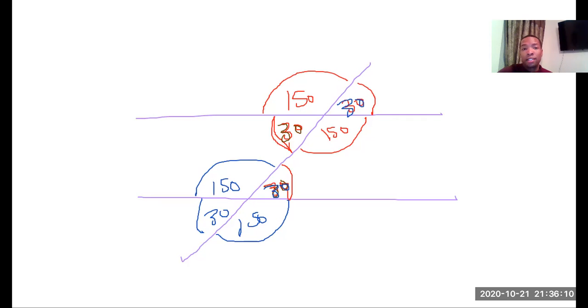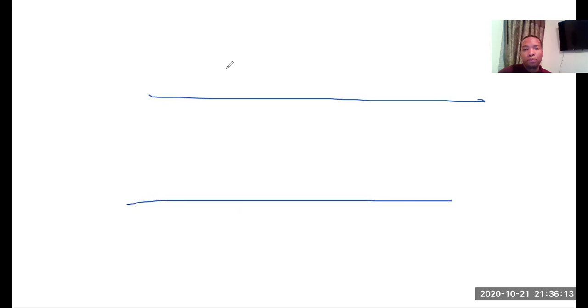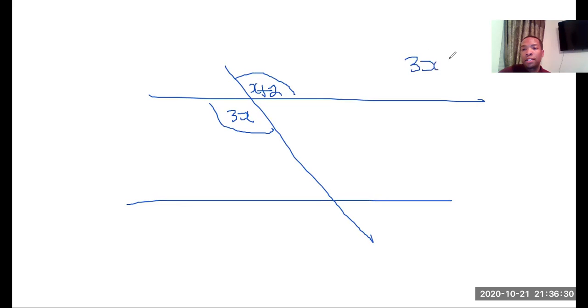If we want to extend this a little bit more, if we throw in a little bit of x in there, we say this one is x plus 2, and this one is 3x. I could use that and form an equation. They're vertical angles, so I could say 3x is equal to x plus 2. And then you could go in and figure out what x is and then put it in and solve for it. Then you could figure out what the other angles are.